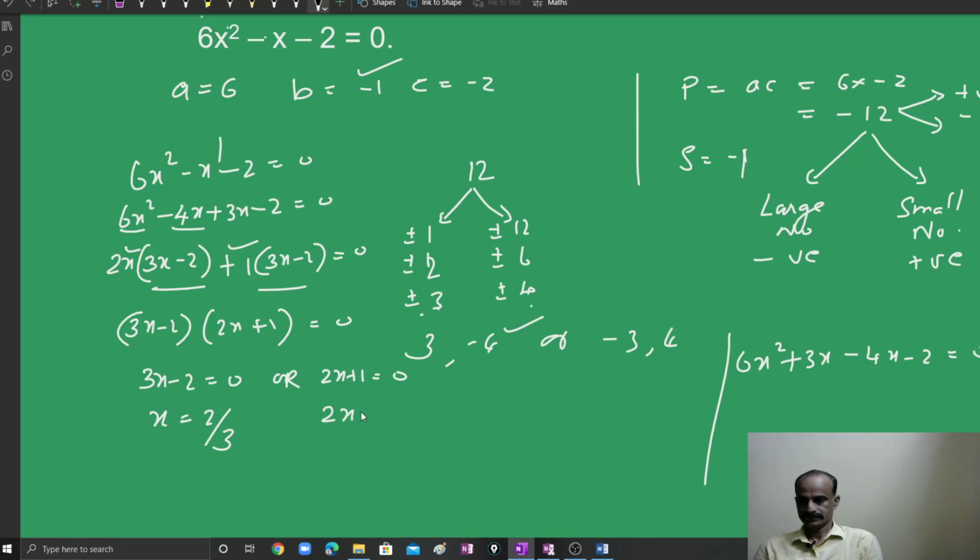or, here I skipped a step, it is a step you already know, 2x is equal to minus 1, x is equal to minus 1 by 2.